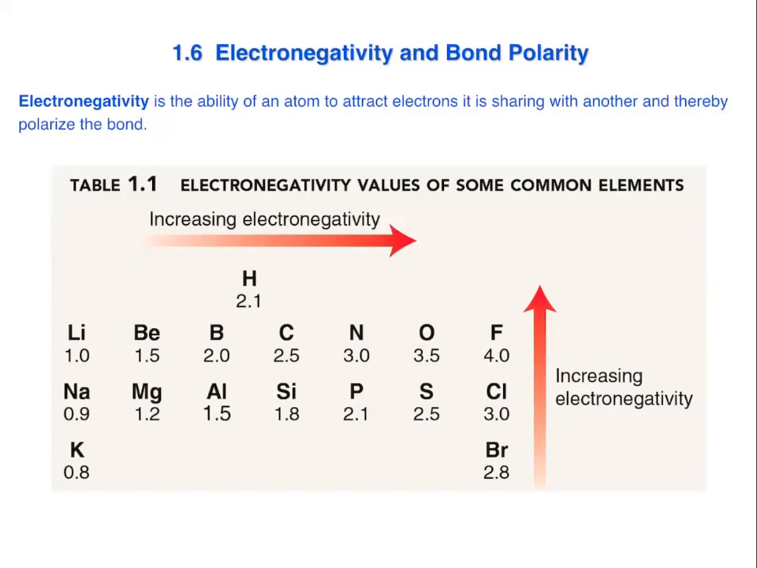In this video, we're going to cover sections 1.6 on electronegativity and bond polarity, as well as section 1.7 on dipole moments and molecular polarity. Electronegativity is thought to be one of the more important concepts in organic chemistry. Some would argue it's the most important concept that one should know when learning organic chem.